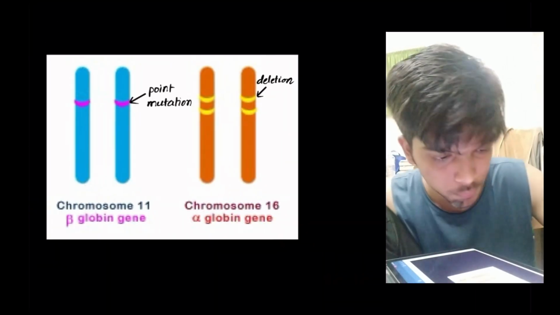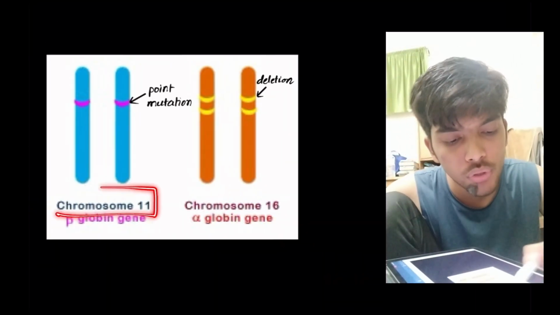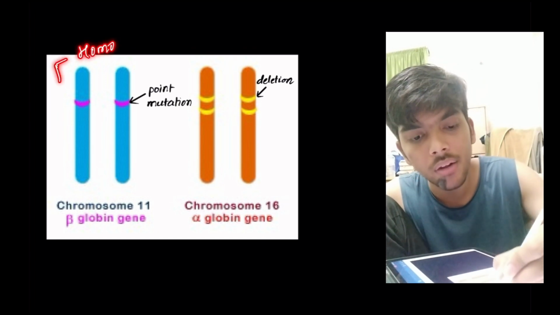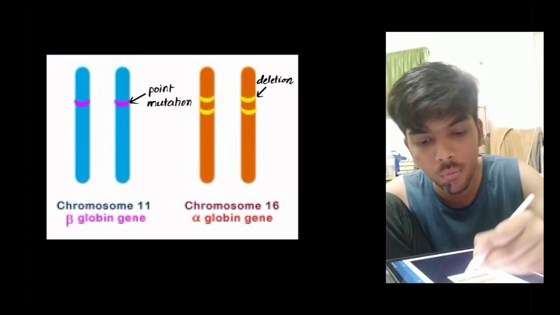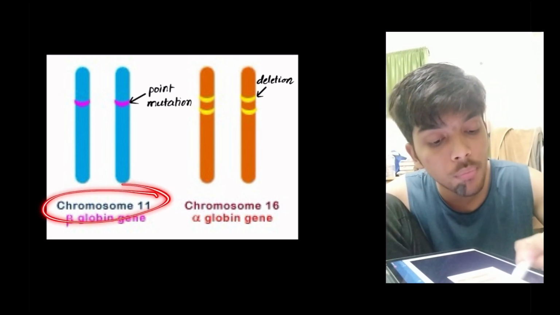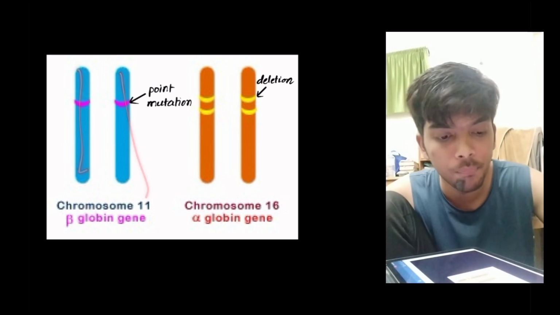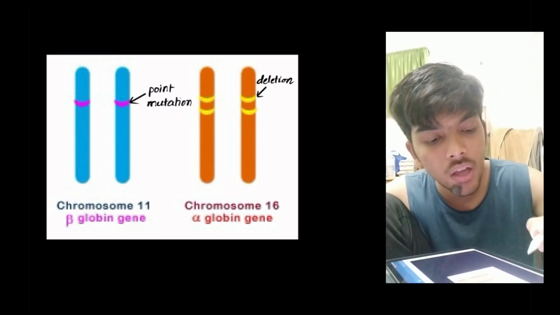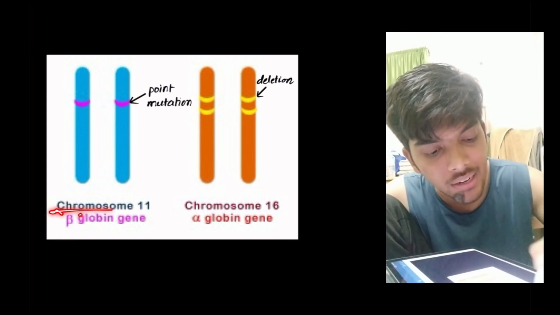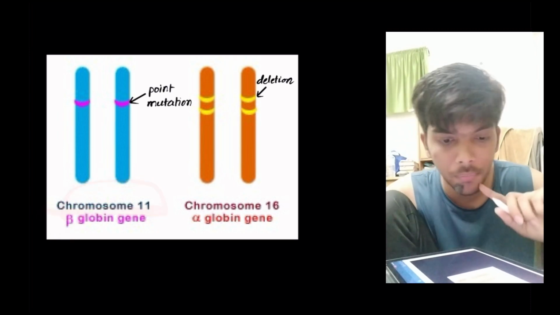Okay, another thing. So there is your chromosome number 11. Here's the homologous pair, one that you get from father, another that you get from mother. This is the chromosome number 11 homologous pair. So in case of the beta gene, it is present in the homologous pair of chromosome number 11.